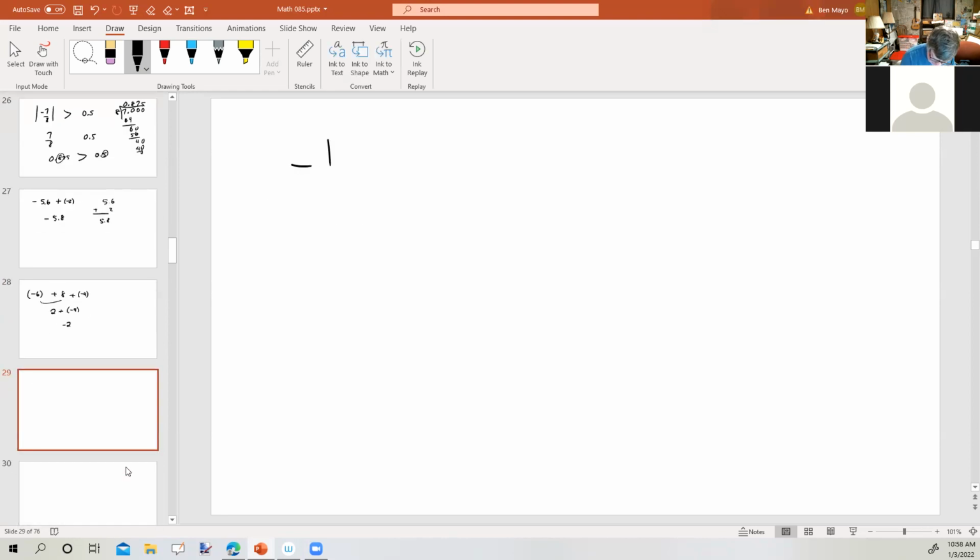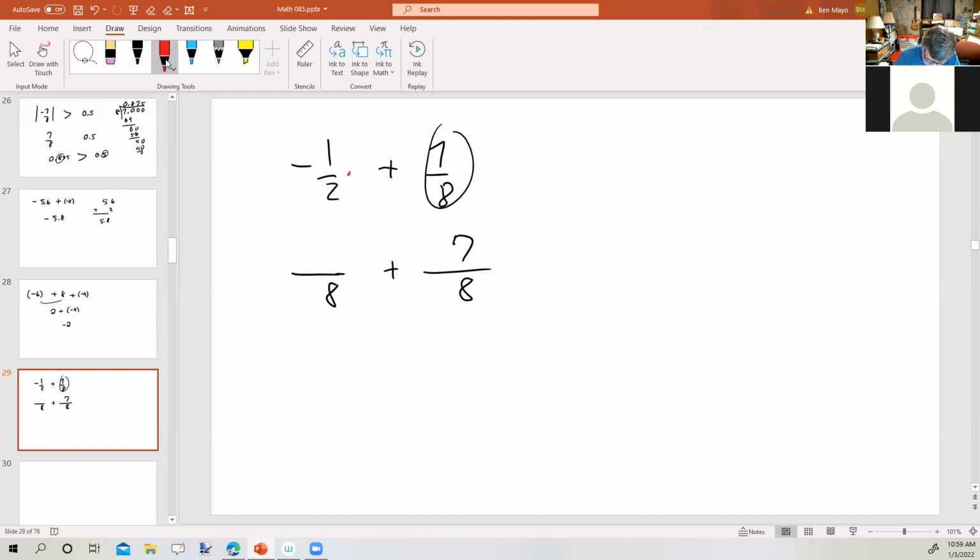And here we have negative 1/2 plus 7/8. So to add those two numbers, I need a common denominator, which is 8. Since 7/8 already has the denominator, I don't have to fix it. But I'm going to take negative 1/2 times 4/4. So I get negative 4/8. Negative 4/8 plus 7/8. Negative 4 plus 7 is positive 3. So my final answer is 3/8. Okay. Again, any questions, let me know.